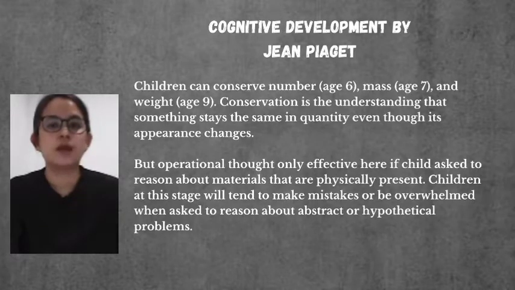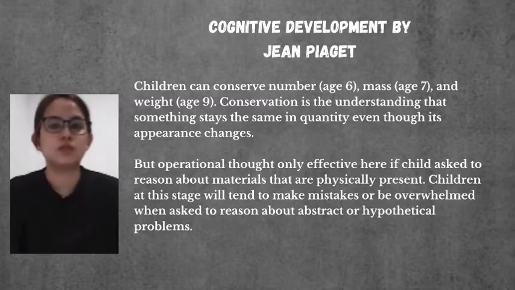Children can conserve number at age 6, mass at age 7, and weight at age 9. Conservation is the understanding that something stays the same in quantity even though its appearance changes. But operational thought is only effective here if the child is asked to reason about materials that are physically present.